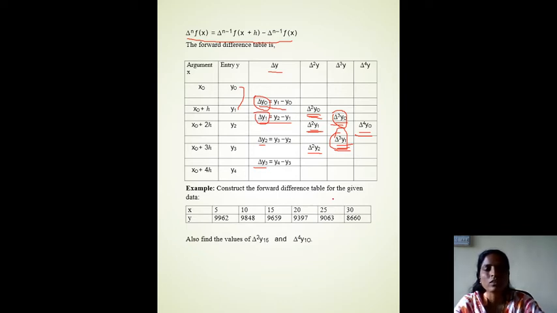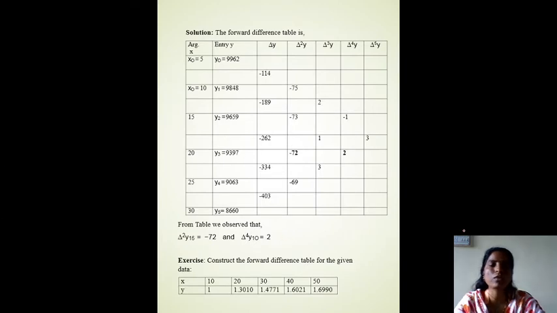So let us see an example. Construct the forward difference table from the given data. Also find the values of delta square y at 15 and delta square y at 10. So these are the suffices, y suffix 15 and y suffix 10. So the argument values are given 5, 10, 15, 20, 25, 30, and respective y's are given. So let us compute forward difference table.